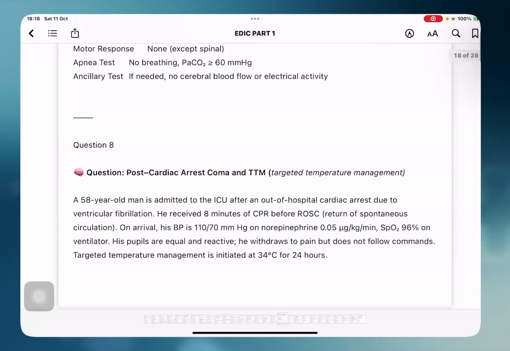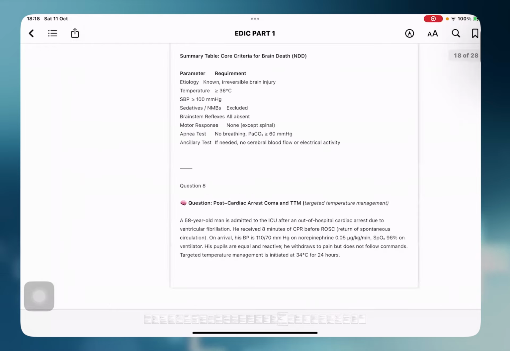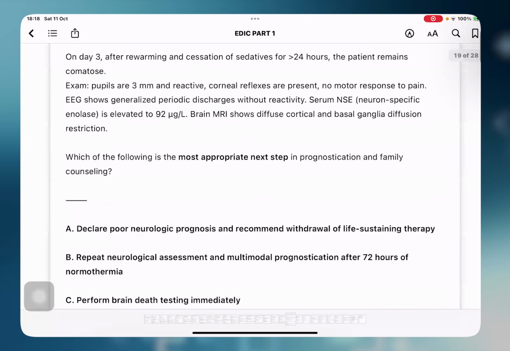Targeted temperature management is initiated at 34 degrees centigrade for 24 hours. On day 3, after rewarming and cessation of sedatives, the patient remains in coma. Pupils are 3 mm and reactive, corneal reflexes present, no motor response to pain. EEG shows generalized periodic discharges without reactivity. Serum NSE, that is neuron specific enolase, is elevated to 92. Brain MRI shows diffuse cortical and basal ganglia diffusion restriction. Which of the following is the most appropriate next step in prognostication and family counseling?